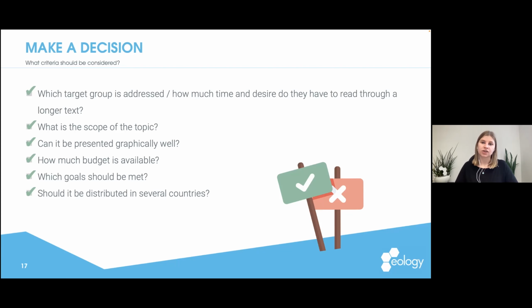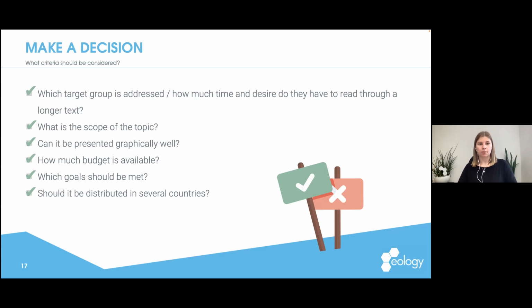For example, if you have a younger target group, for example, teenagers, they normally do not want to read the ebook with 100 pages. They want to see a video, maybe even a TikTok video, an Instagram video. So that's what you have to consider concerning your target group. Then, of course, what is the scope of the topic?